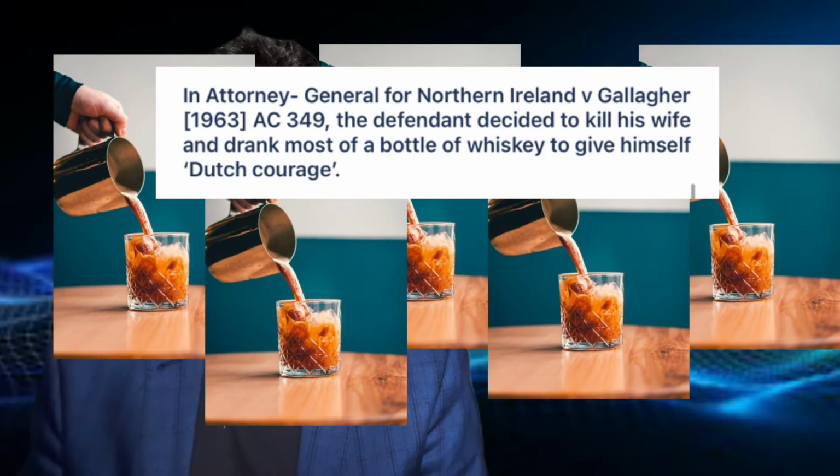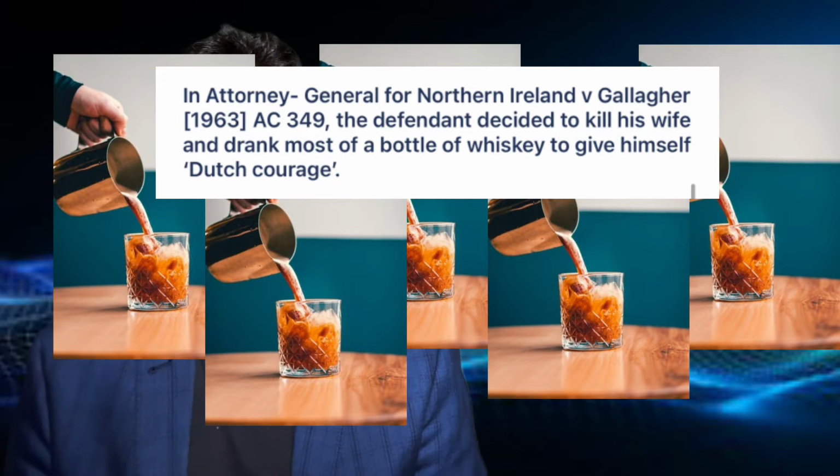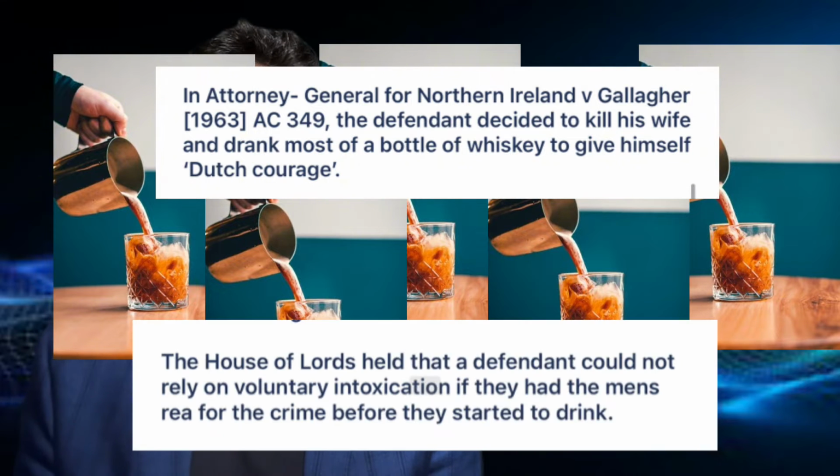In Attorney General for Northern Ireland versus Gallagher, the defendant decided to kill his wife and drank most of the bottle of whiskey to give himself Dutch courage. The House of Lords held that a defendant could not rely on voluntary intoxication if they had the mens rea for the crime before they started to drink.